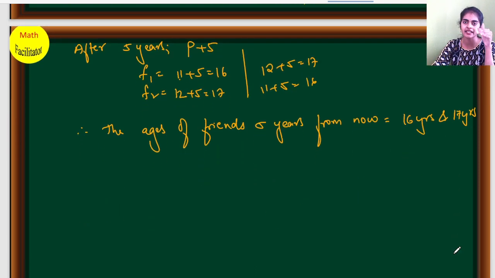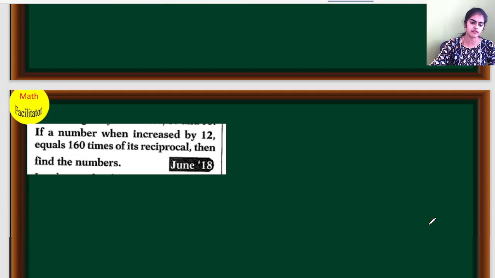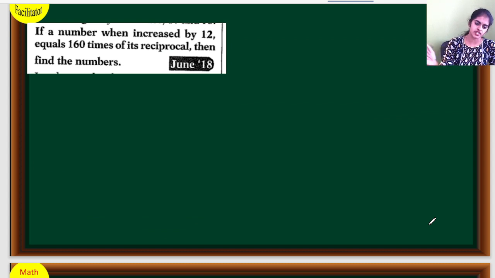So if you want a slow explanation of any problem, at that problem you can decrease the speed. Make it 0.75, so you will get a slow explanation, and later again you increase it. Wherever you feel you're understanding, please increase it so that you can save your time. Now see the next question.